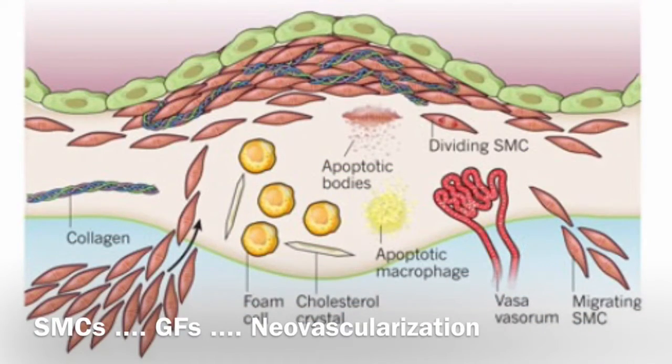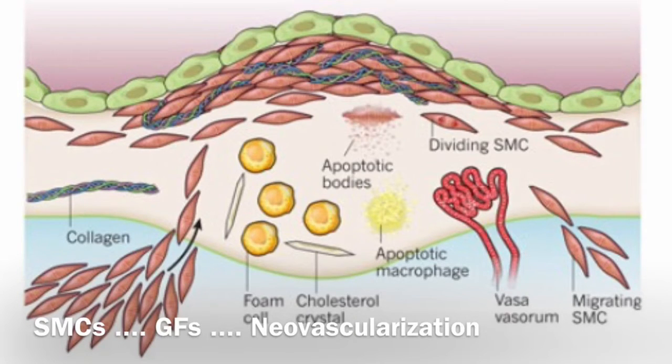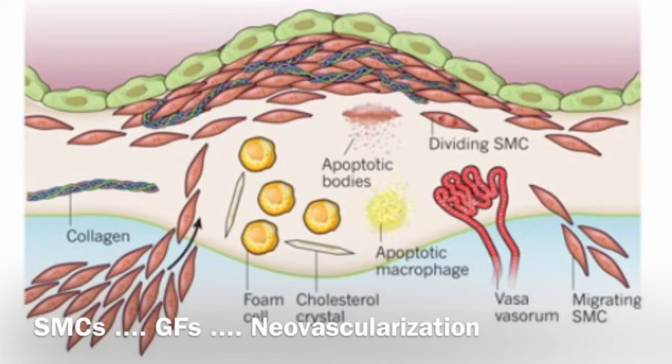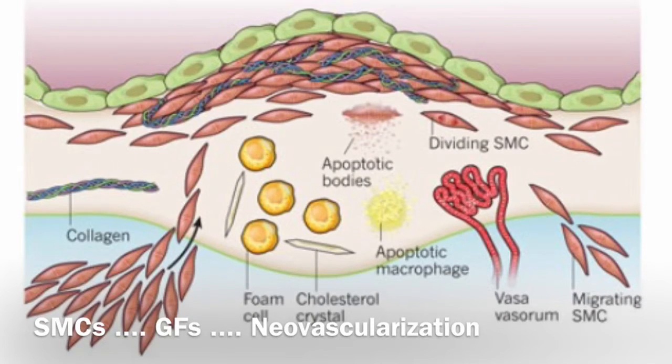Smooth muscle cells from the media in turn also migrate to the intima, where they release some growth factors that help deposit extracellular collagen. These growth factors also may induce some new vascularization in the plaque, which are often the reason for intraplaque hemorrhage.